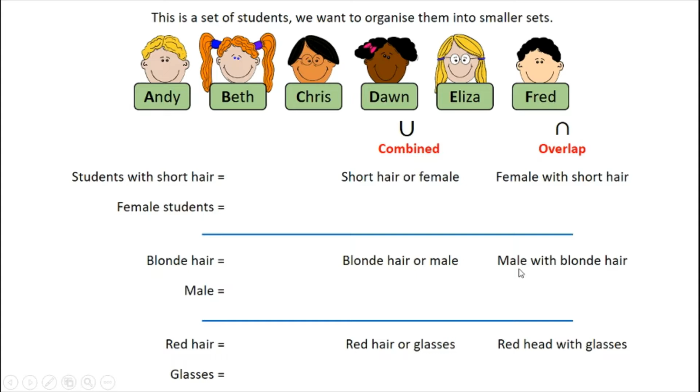So I'm just going to do this first one here, and then you're going to have a go at the other two. So students with short hair is my first set. My second set is female students. I'm going to use this same set here. So this same group up here I'm going to sort. So students with short hair are Andy, Chris, Dawn and Fred. Female students, Beth, Dawn and Eliza.